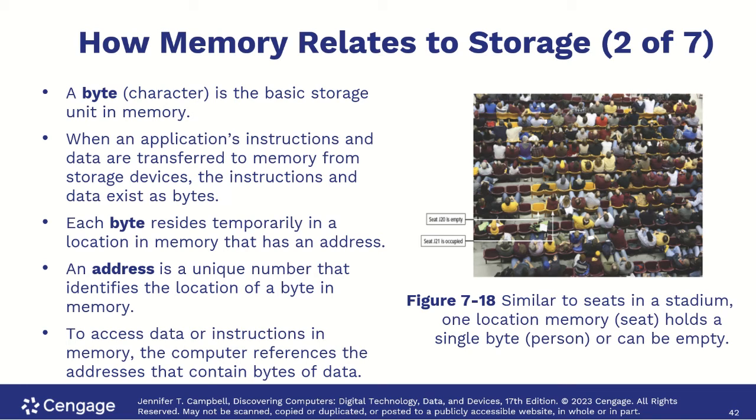A byte, basically a character, is the basic storage unit in memory. When applications, instructions, and data are transferred to memory from storage devices, the instructions and data exist as bytes. Each byte resides temporarily in a location in memory that has an address. An address is a unique number that identifies the location of a byte inside the memory. To access the data or instructions in memory, the computer references the addresses that contain the bytes of data.